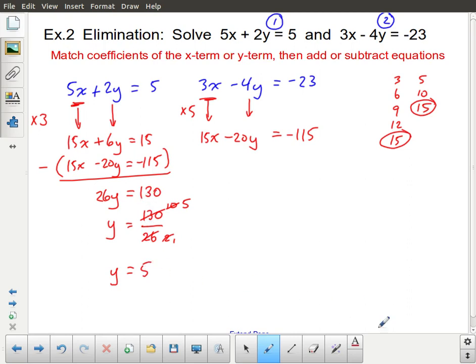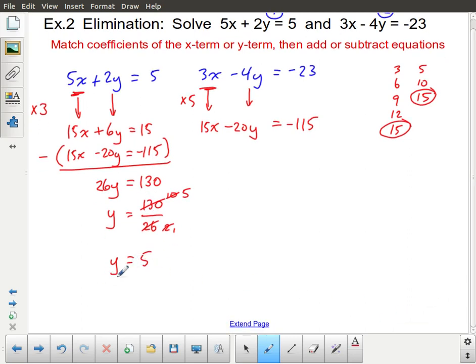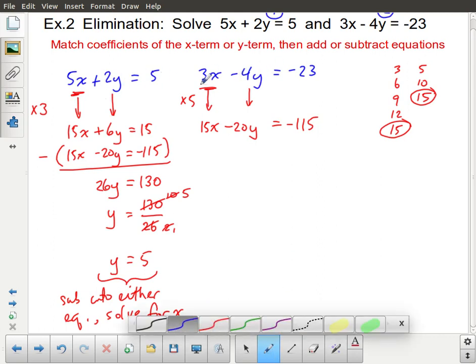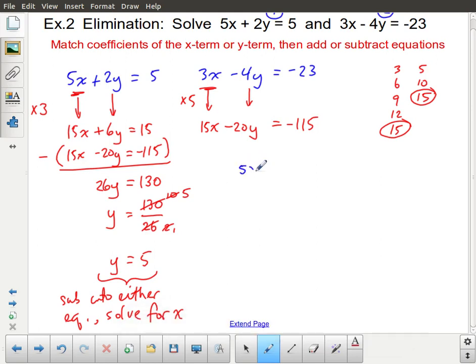Now normally at this point we would take this answer, we would sub into either equation, and then we would solve for x. Okay, so that's what we would normally do here. But what I want to do is I also want to show you that in this case we actually could have worked with the y values as well. So let's just rewrite those equations. 5x plus 2y equals 5.